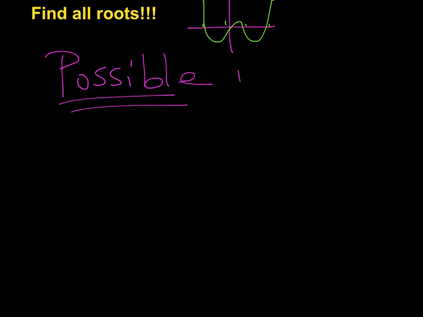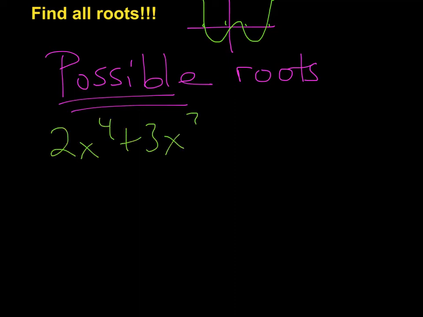So if I want to find all the possible roots, and this is what we used a lot before we actually had the graphing calculators. But if I asked you what are all the possibilities for the roots on this equation up here, let me give you an equation. So let's say we have 2x to the fourth plus 3x cubed minus 7x plus 6.